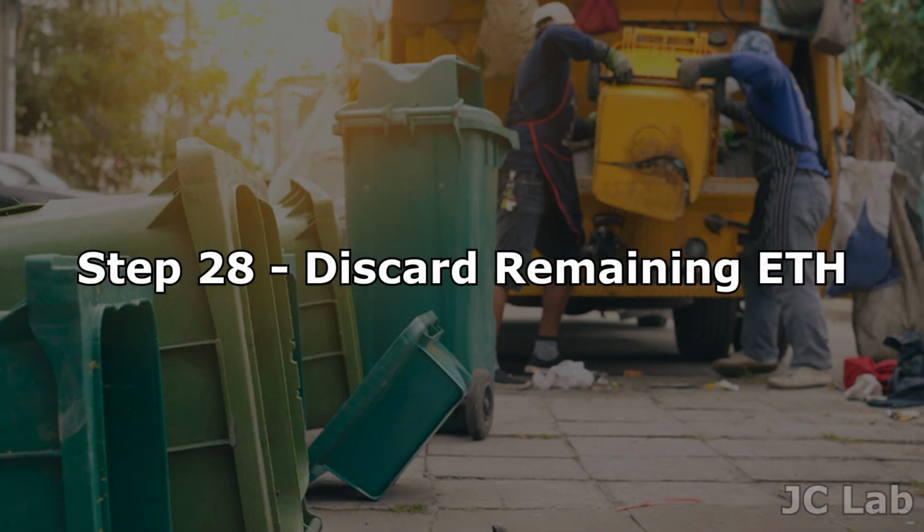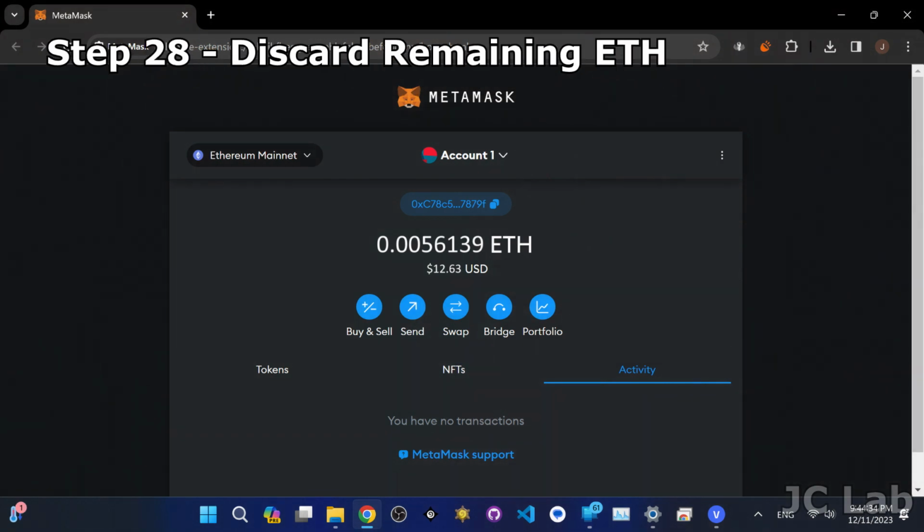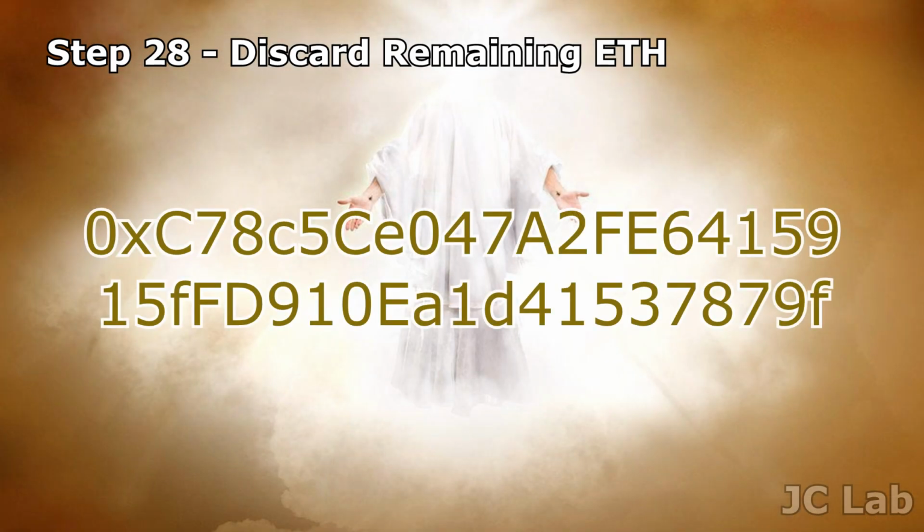Step 28. Discard remaining Ether. After sending 32 Ether to the deposit contract and paying the transaction fees, you probably still have a little bit of Ether left. We don't want those tiny little dust to ruin our brand new validator balance. Luckily, this is the account we made in step 11. You can send all those dirty dust into this address, and I will handle it for you.